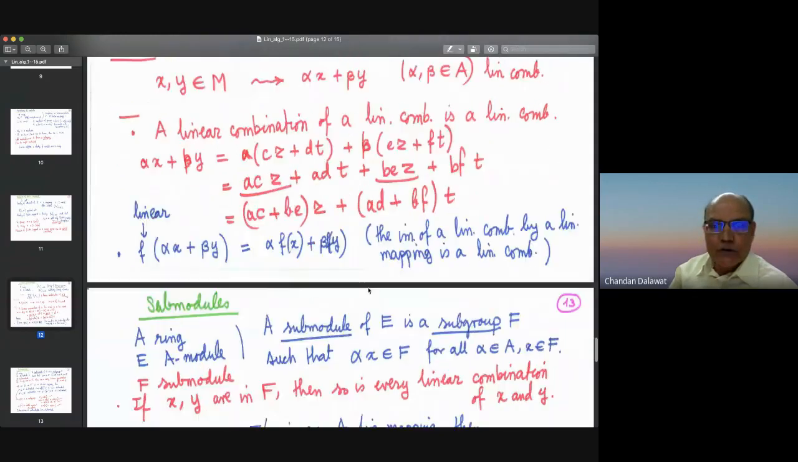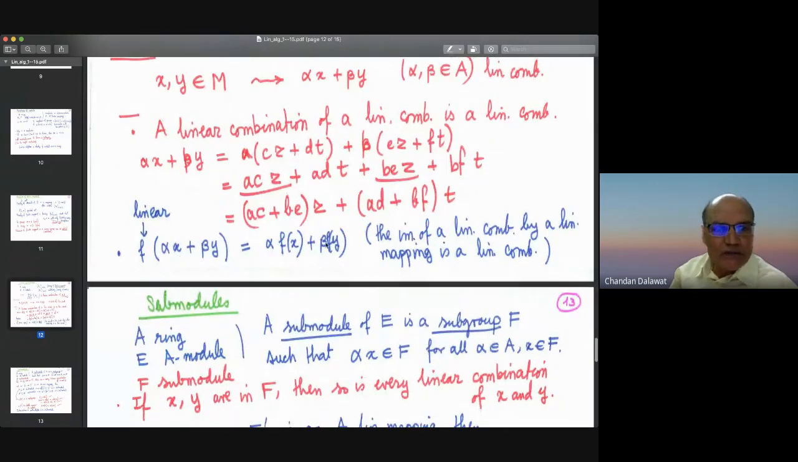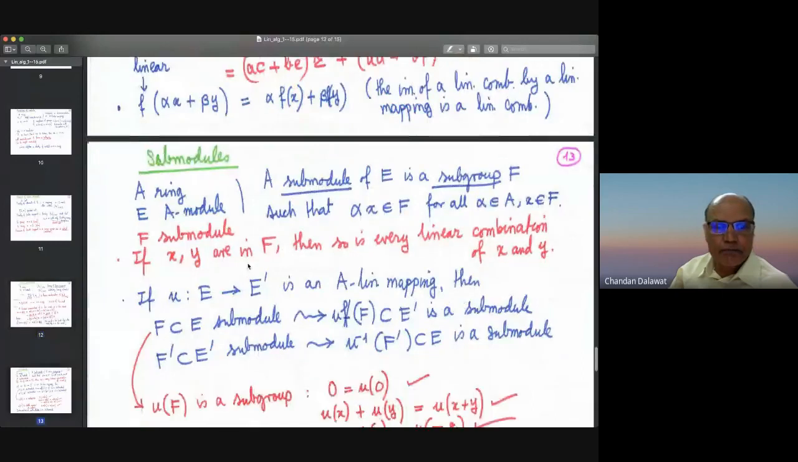Okay, so how does one verify this? These things follow blindly from the definitions. You just apply the definitions and you get the result.